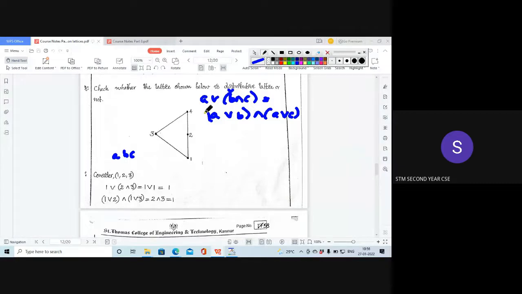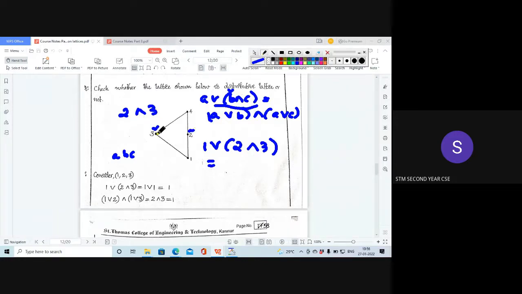That is A or (B and C), which is 1 or (2 and 3). First we have to compute 2 and 3. What is 2 and 3? This and implies the meet of 2 and 3. Meet means what? The least upper bound of 2 and 3.